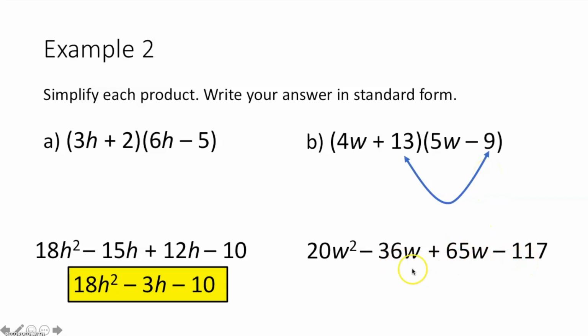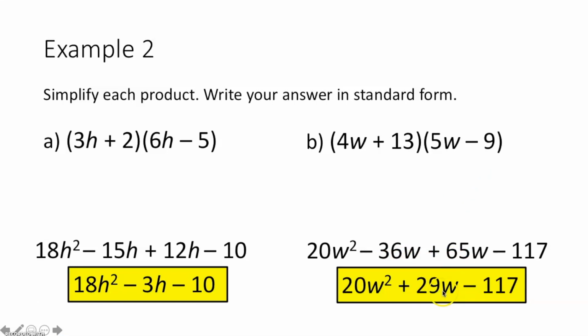Now we combine our like terms. What's negative 36w plus 65w? That's going to be 29w.